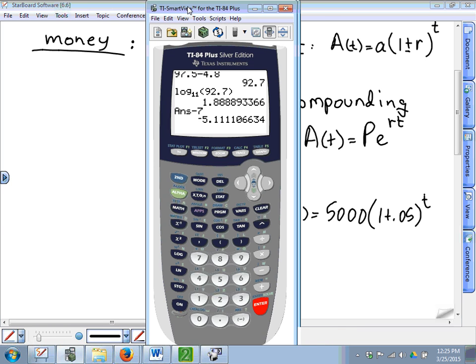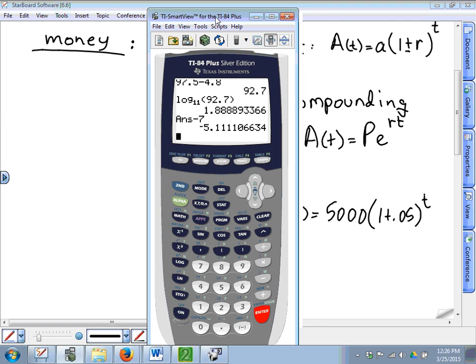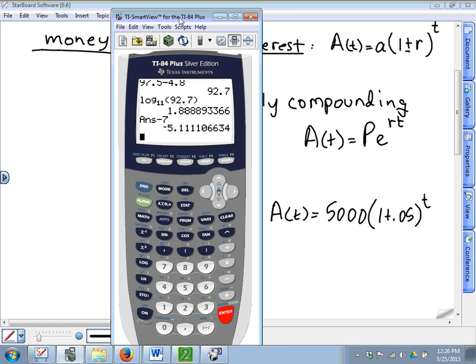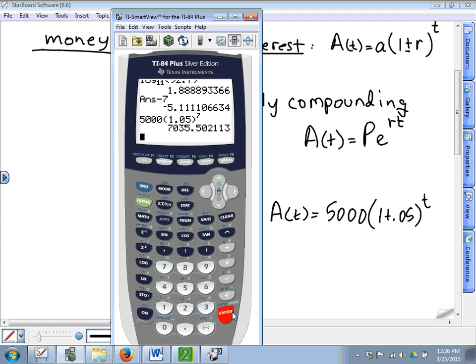So yeah, it's just a pretty easy calculator problem. Type in your initial amount of 5,000, and then the base is 1.05. And we want to know how much is going to be after 7 years, so put a 7 in there for the exponent. Boom! $7,035.50.